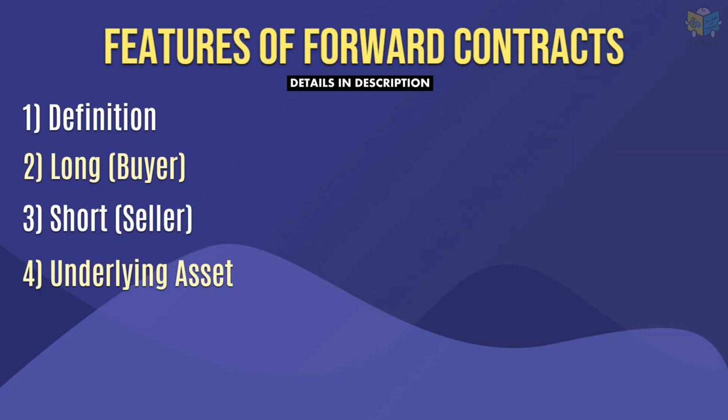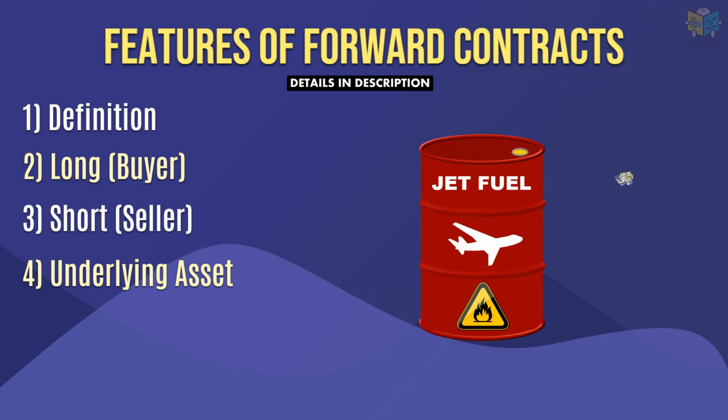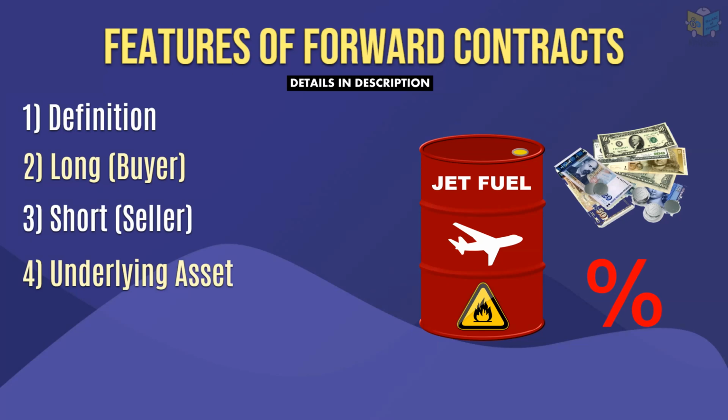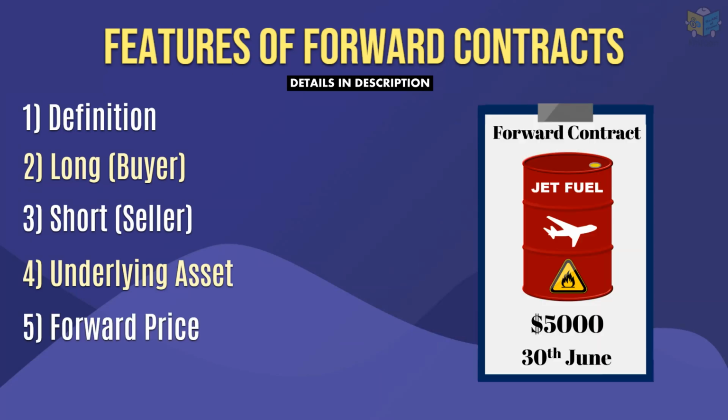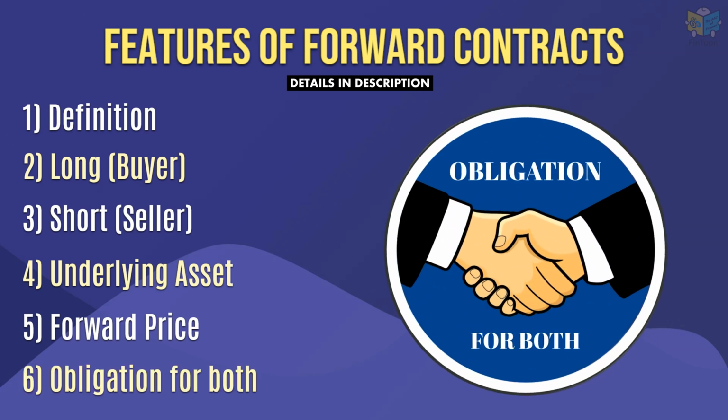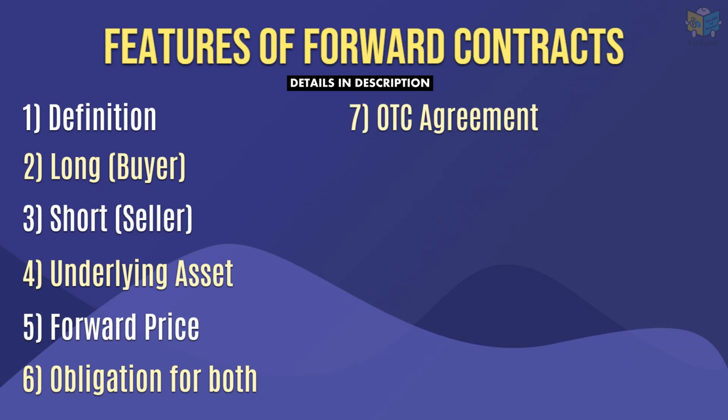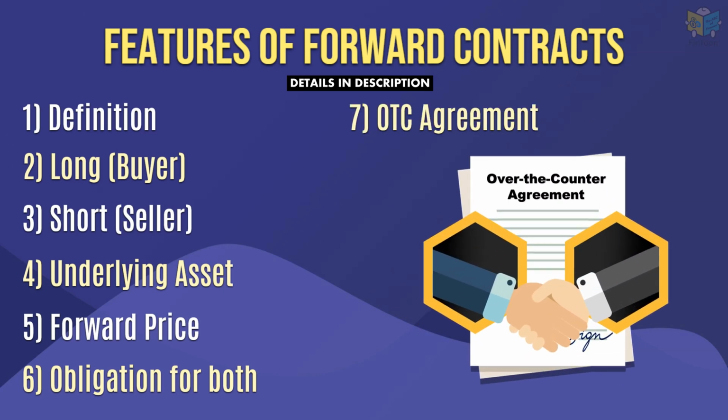The underlying asset can be any physical or financial asset. Usually, it is a commodity, a forex currency, or an interest rate. The forward price or agreed upon price is $5,000. Both parties have an obligation to buy and sell the underlying at the agreed upon price irrespective of the market conditions. Forwards are OTC agreements and hence are customizable.